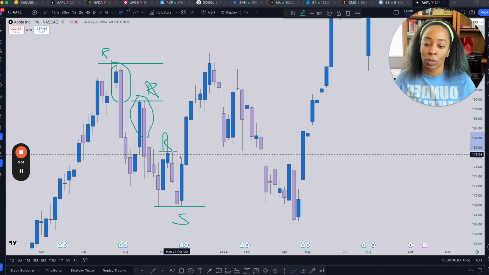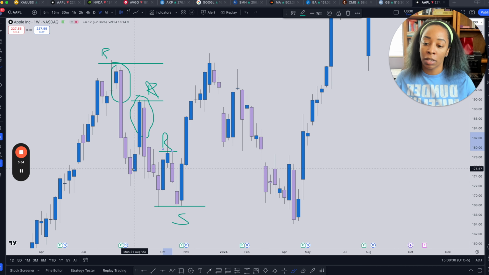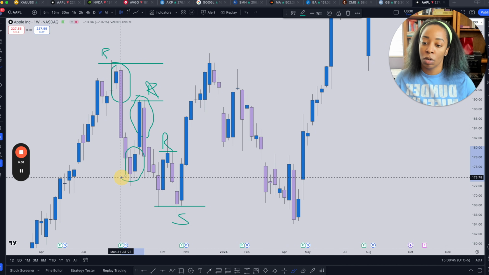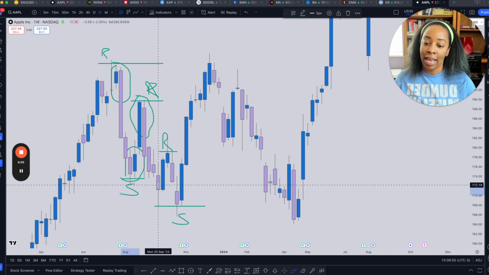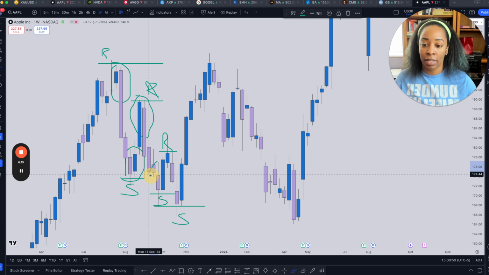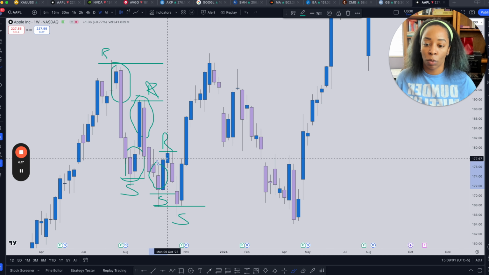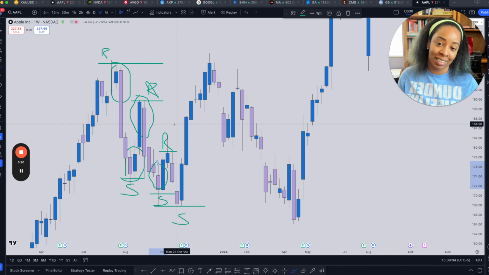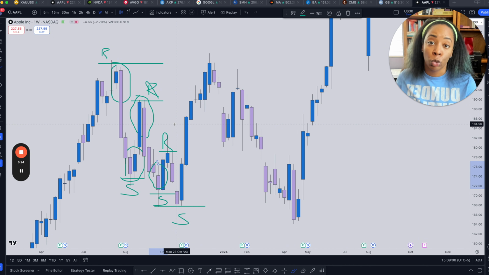So now we have these resistances here. If we look at the bottom, for instance, here we have a bearish candle and a bullish candle together. These two form a support. And right here, we have another support. We have our bearish candle next to our bullish candle, and these are supports. Okay, cool. So now we've identified multiple supports and multiple resistances, and these help us find levels to trade from.